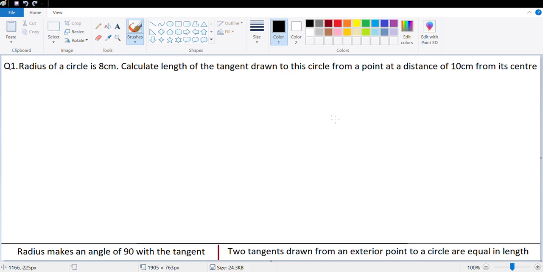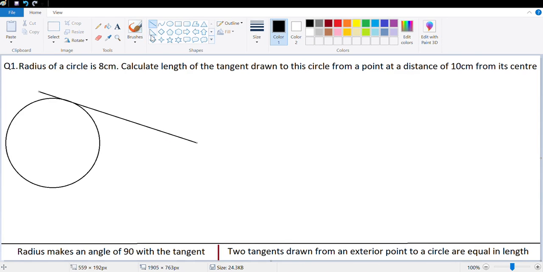Now let's try and solve some questions from this chapter. Exercise 18a says the radius of a circle is 8 centimeters. Calculate the length of the tangent drawn to the circle from a point at a distance of 10 centimeters from its center. Let's just draw a rough diagram first. So this is the circle. There is a point which is 10 centimeters away.